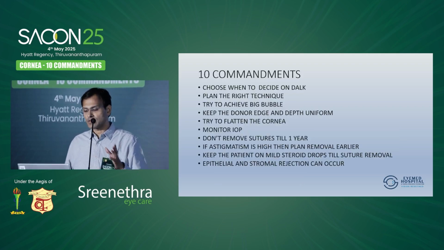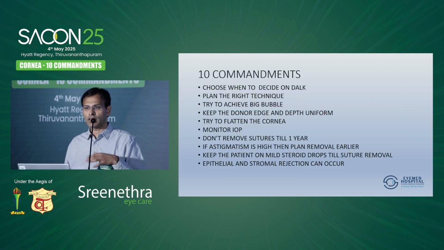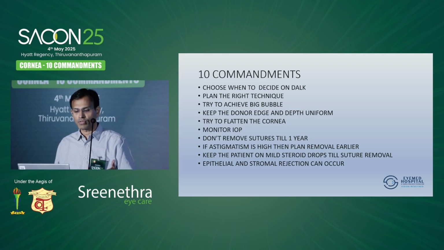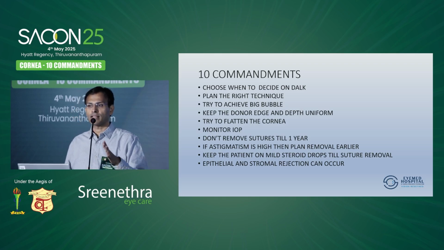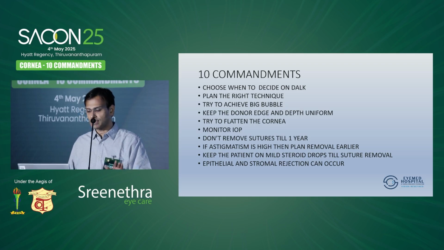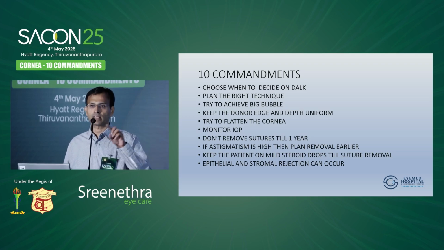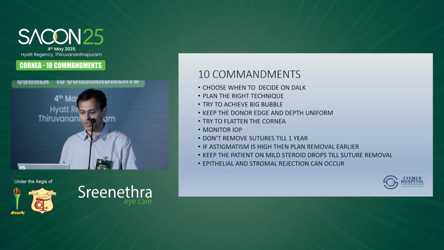So the 10 commandments: choose when to decide on DALK, plan the right technique, whether you want to inject a bubble or manually dissect, and try to achieve the big bubble most of the time. Keep the donor edge and the depth uniform as I showed you. Try to flatten the cornea. Monitor the IOP, very, very important. Don't remove the suture till 1 year in keratoconus until you see a fine scar. But if the astigmatism is high, then by around 8 or 9 months, you have to remove. Keep the patient on mild steroids till you remove the suture.